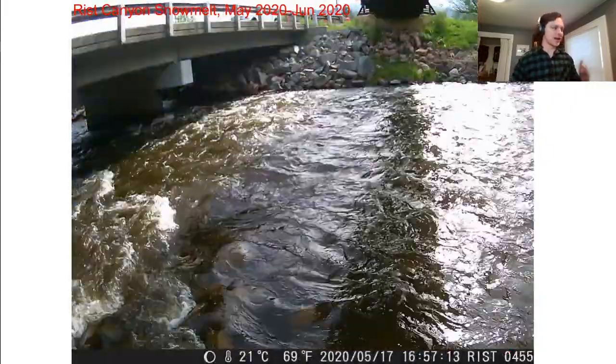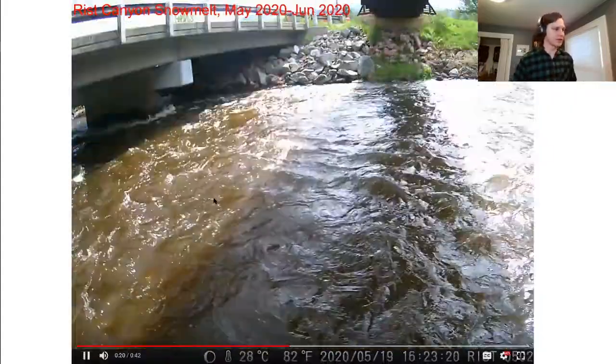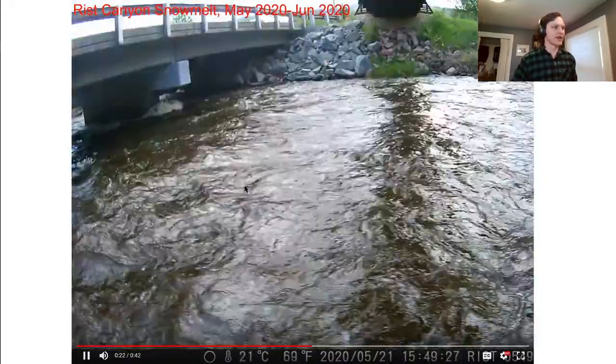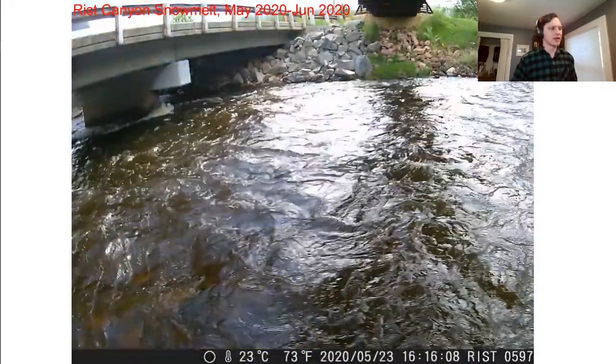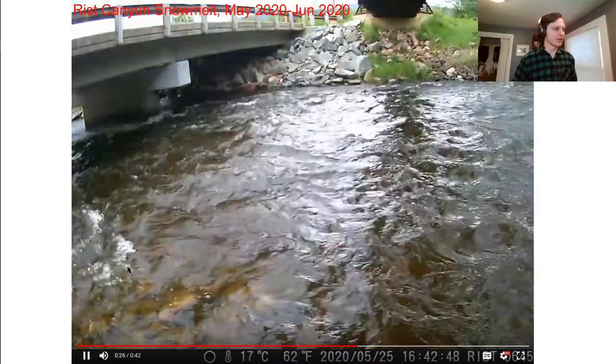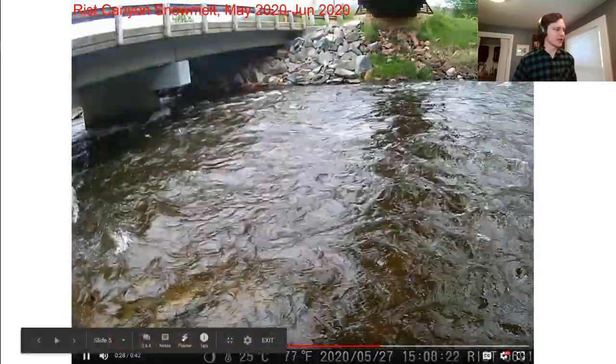And so this is not at the same time period that the previous video was in October, but this just gives you a sense of how variable gas exchange can be at a single site in the Poudre River, where snowmelt is the dominant hydrologic driver.